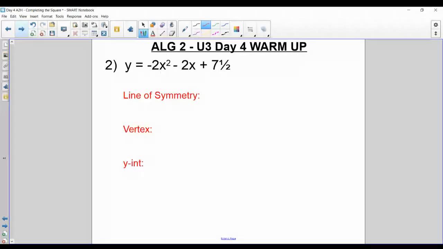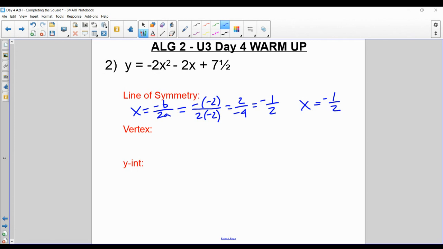If I look at this one, I was hoping you would think of getting the line of symmetry by doing x equals -b over 2a. So we would have had the opposite of -2 over 2 times -2. So we're going to get +2 over -4, which is -1/2. So our line of symmetry is x equals -1/2.